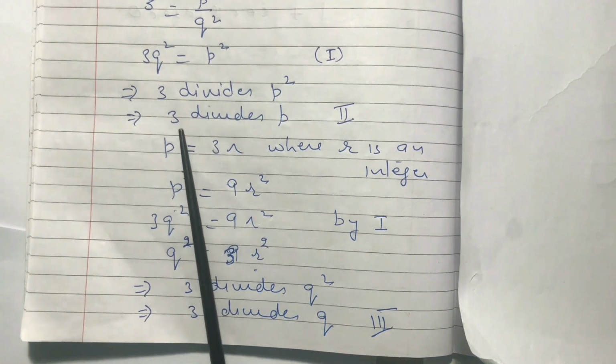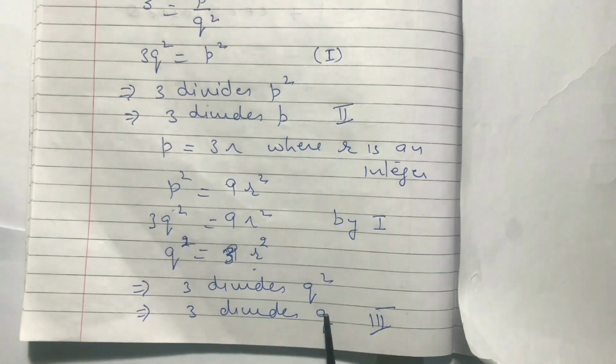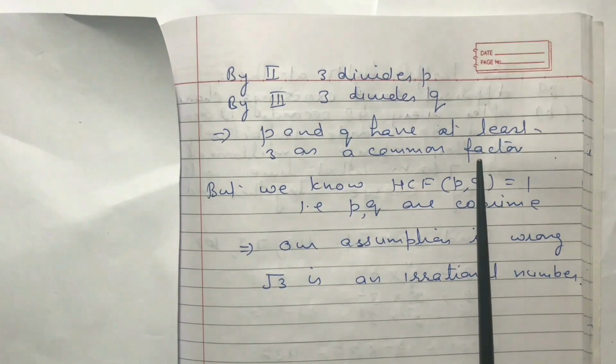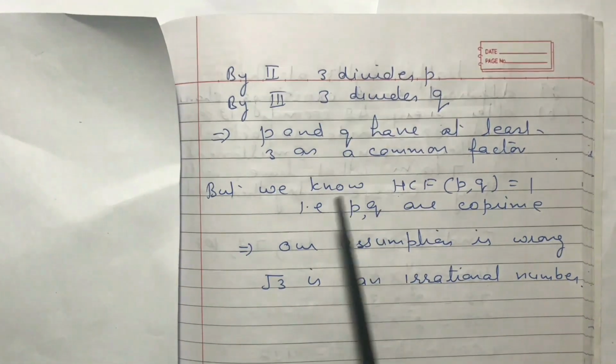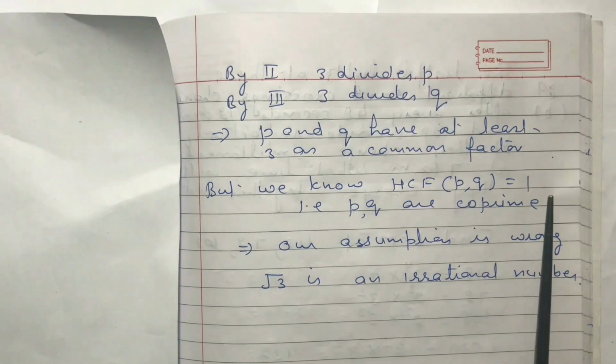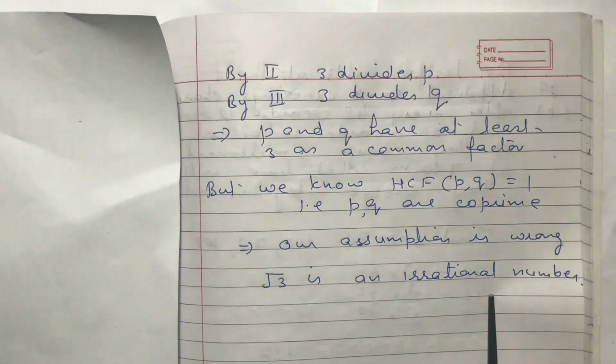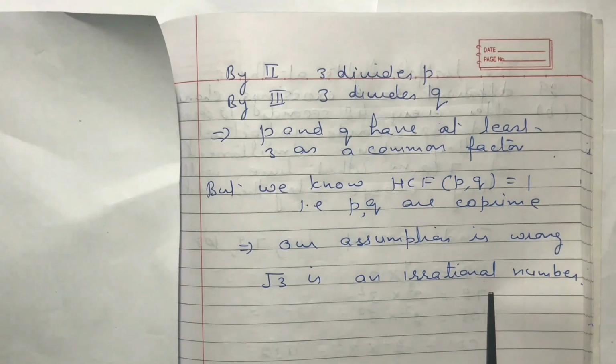So what we have seen, 3 divides P, 3 divides Q. It means P and Q have at least 3 as a common factor. So one of the common factors is 3. But we know HCF of P and Q is 1. Our assumption is wrong, and root 3 is an irrational number. It's not a rational number.